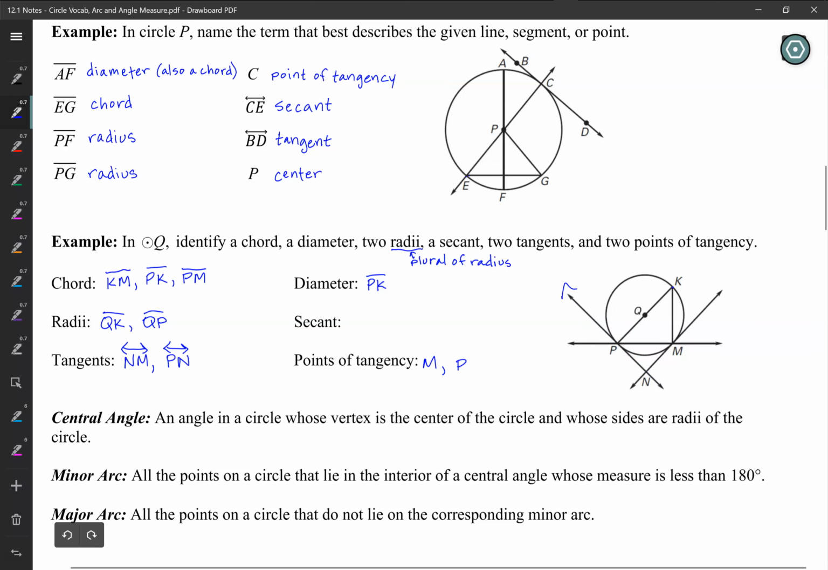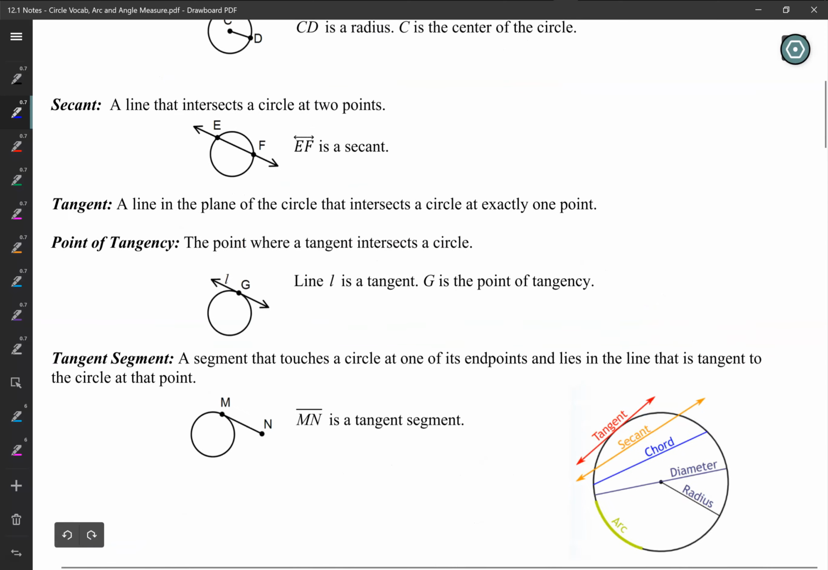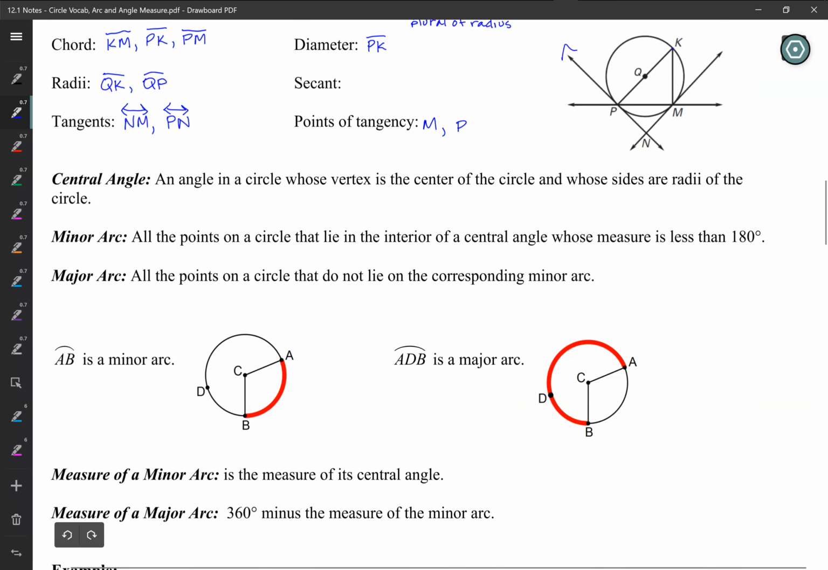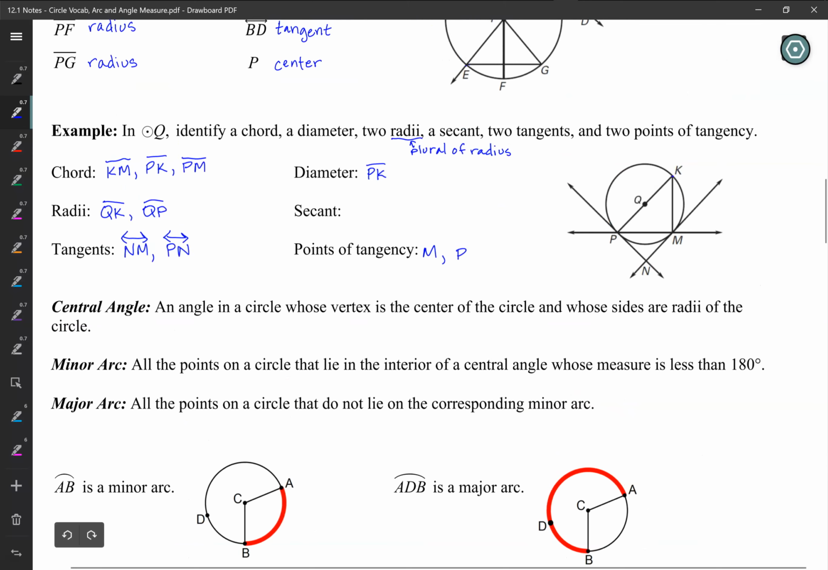Okay, the last thing I am asked for that I haven't written down is a secant. So a secant is a line that crosses a circle at two places. So I have one of those right here. This line crosses the circle at two places. Now I need to make clear it's a line, so I've got to use the double arrow symbol, and it crosses through points P and M.